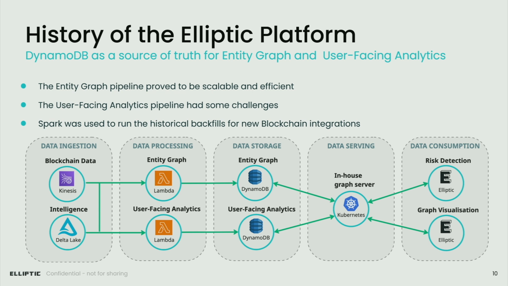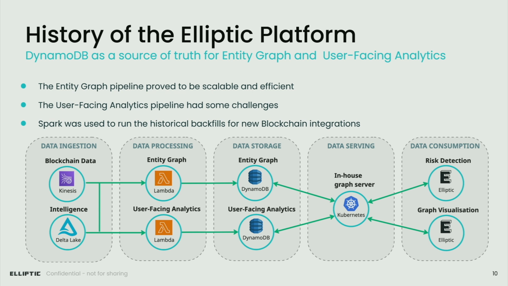And just to focus on the top part of the architecture, we see the entity graph. The compute, essentially, is Lambda from AWS, and we have the entity graph stored in DynamoDB. Then the graph traversal is done in an in-house graph server hosted in Kubernetes, where every time we have a customer request, we run thousands of traversals to provide real-time insights in less than a second to our customers. And this powers the risk detection engine, essentially.